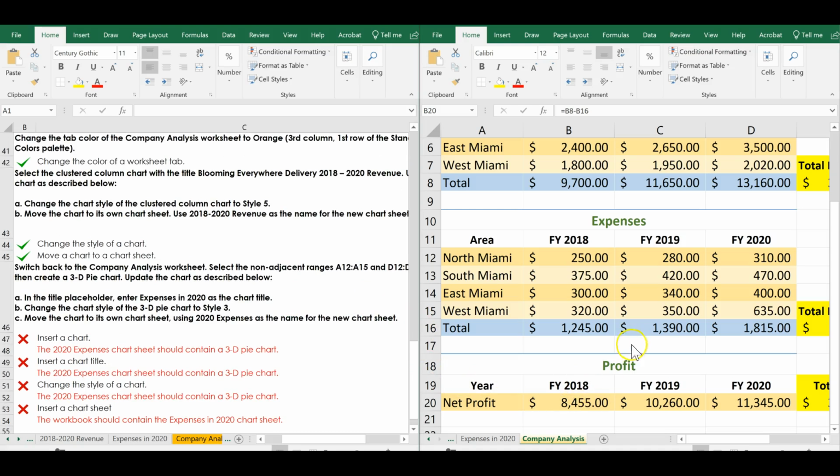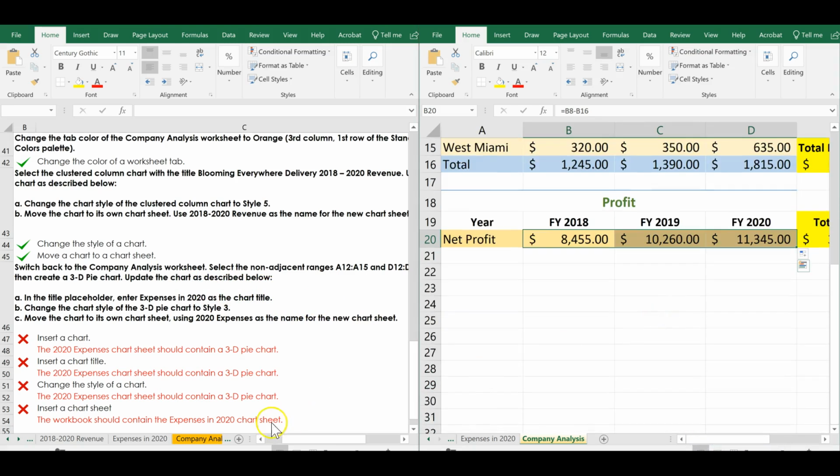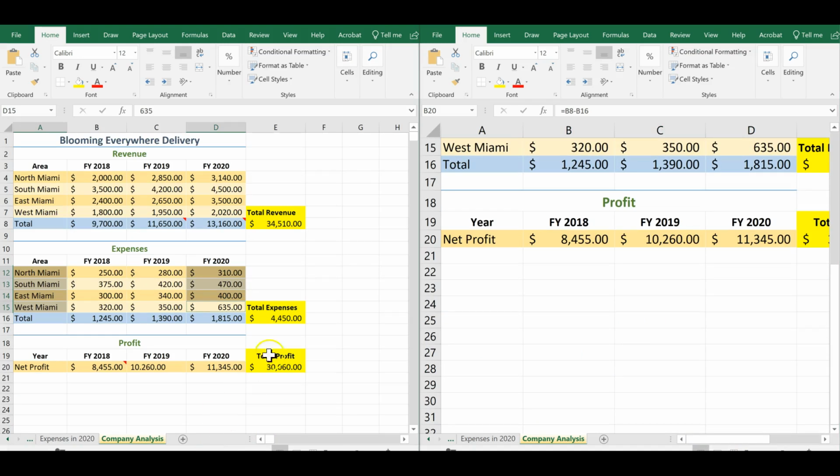Okay, switch back to the company analysis. We're already there. Update the chart as described below. I don't see a chart. So there should be a chart.